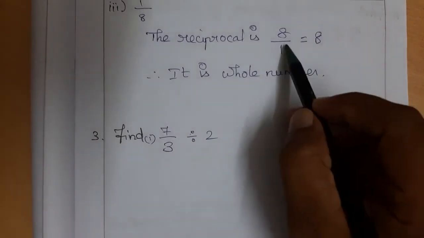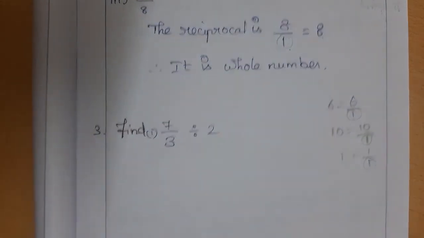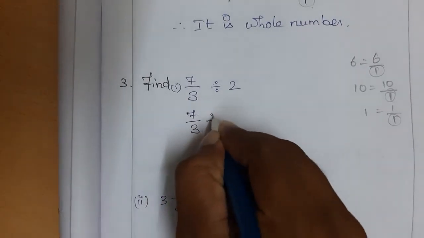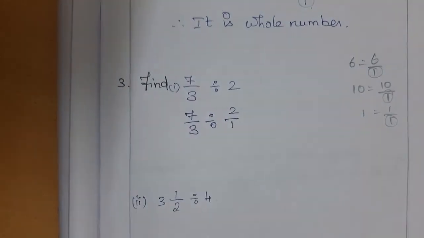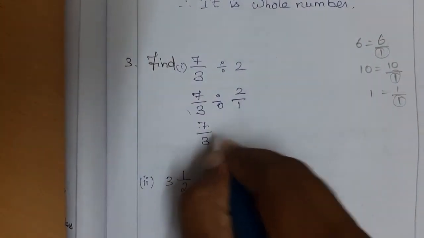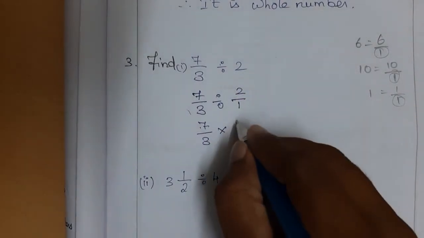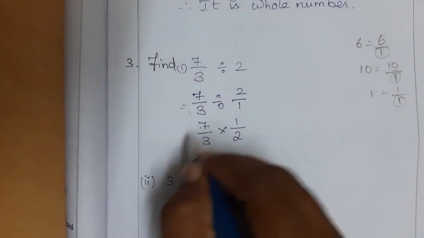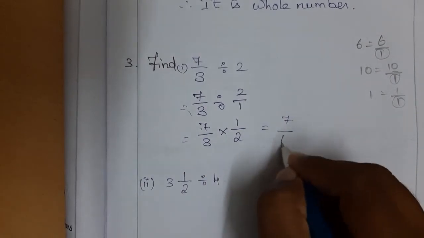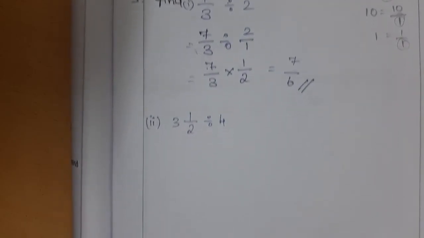That's what we have seen in the previous problem also. See, 8 by 1 is a fraction, but it is also a whole number. The denominator will be 1. So the 2, the same way we can represent as a fraction, 2 by 1. Now we can change this division into a multiplication, followed by changing this fraction into the reciprocal. So it will become 1 by 2, right? So just multiply the numerator and denominator. 7 1s are 7 and 3 2s are 6, and this is the simplified form and it is the answer, right?